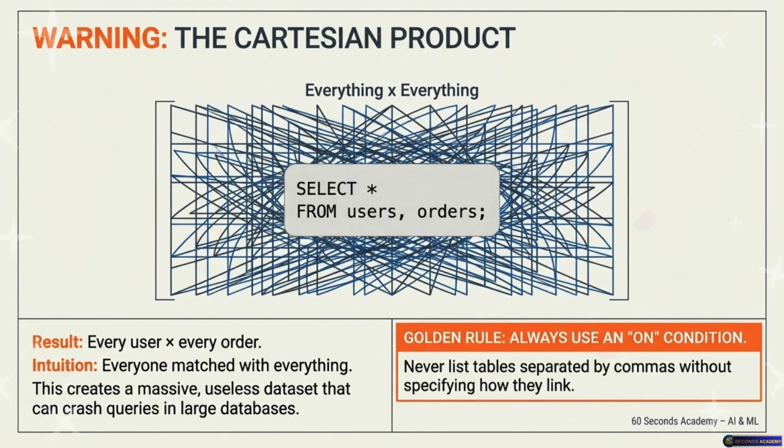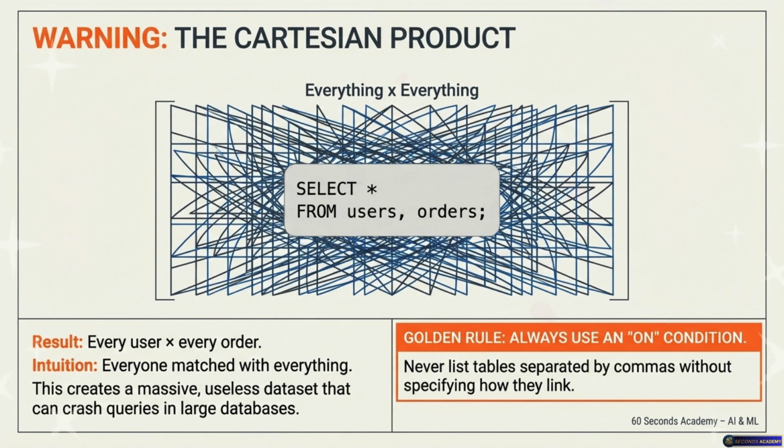It's O(m times n). Amit matches with his own orders, sure, but the engine also matches him with Sarah's order and that phantom user 5's order. Right, it just multiplies everything. If I have 1 million users and 10 million transactions, I just instructed the database engine to generate 10 trillion rows in memory. And you will immediately trigger an out-of-memory error and bring the entire production database to its knees.